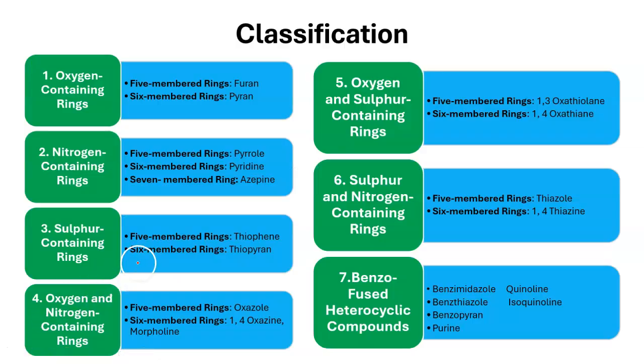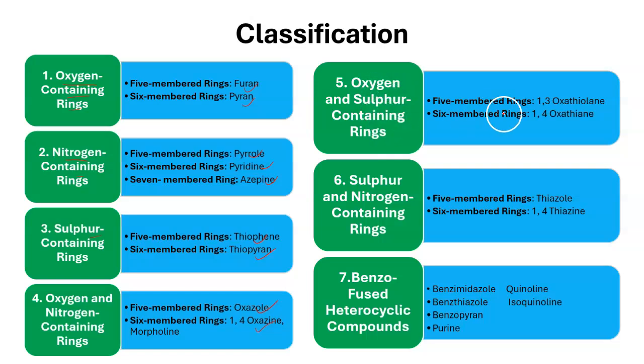This is the classification. There are almost 7 classes as per the syllabus. First is oxygen containing rings. Again there are categories, 5-member rings and 6-member rings, furan and pyran. Nitrogen containing, that is 5-member ring pyrrole, 6-member pyridine and 7-member azepine. Sulfur containing 5-member ring thiophene and 6-member ring thiopyran. Oxygen, nitrogen containing rings, again 5 members and 6 members: oxazole, 1,4-oxazine and morpholine.